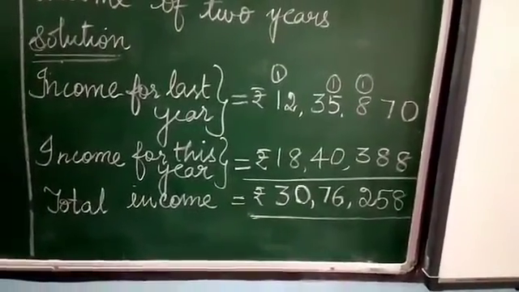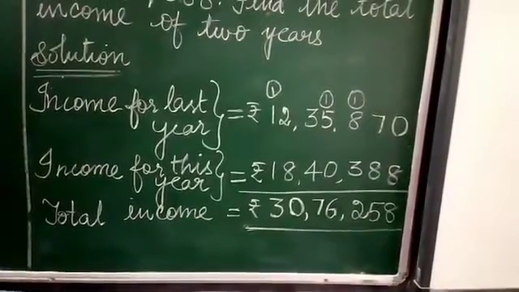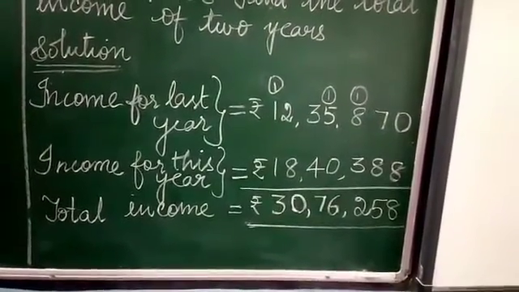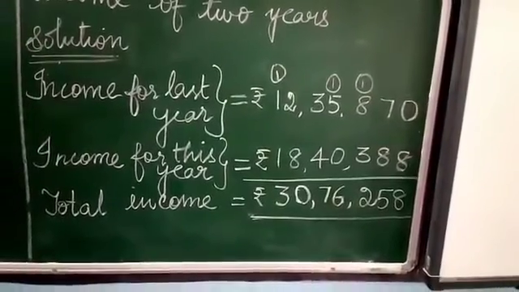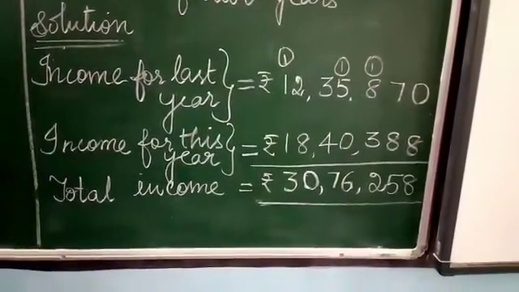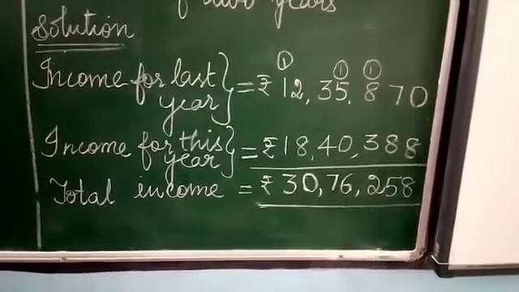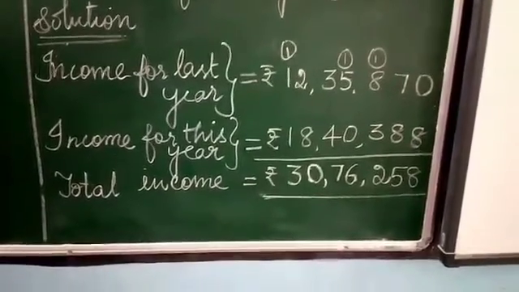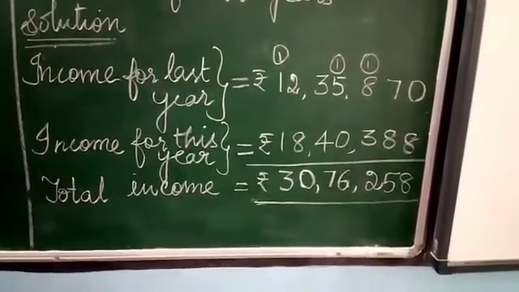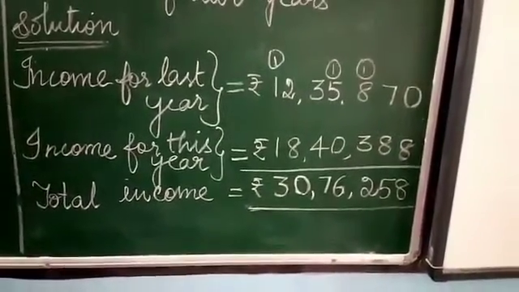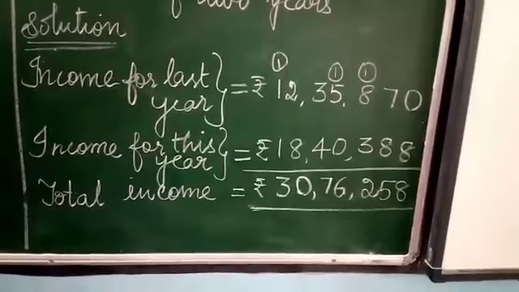Now again 1 plus 5 is 6. 6 plus 0 is again 6 we have. Next, come to the 10,000 place. 3 plus 4, that is 7. And come to the lakh place. 2 plus 8 is 10. You put 0 in the lakh place and 1 carry to the 10 lakh place. Again 1 plus 1 is 2. 2 plus 1 is 3.